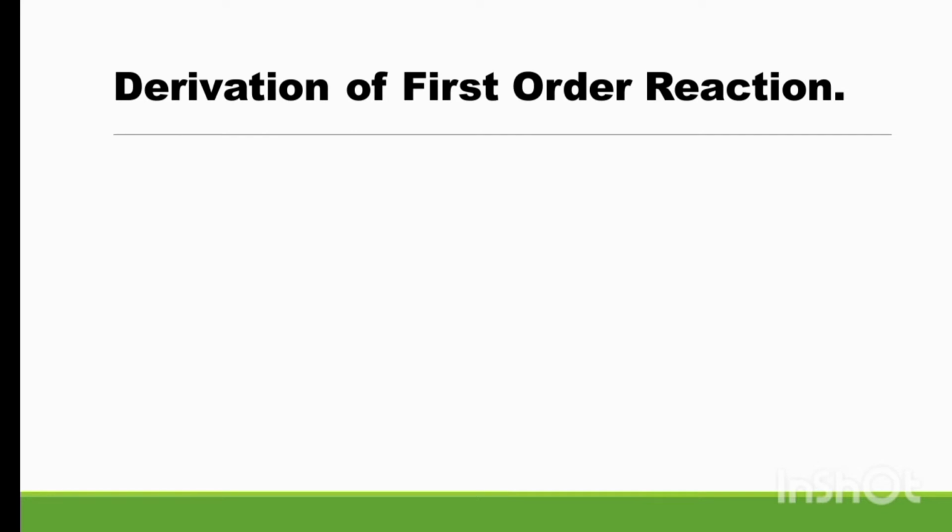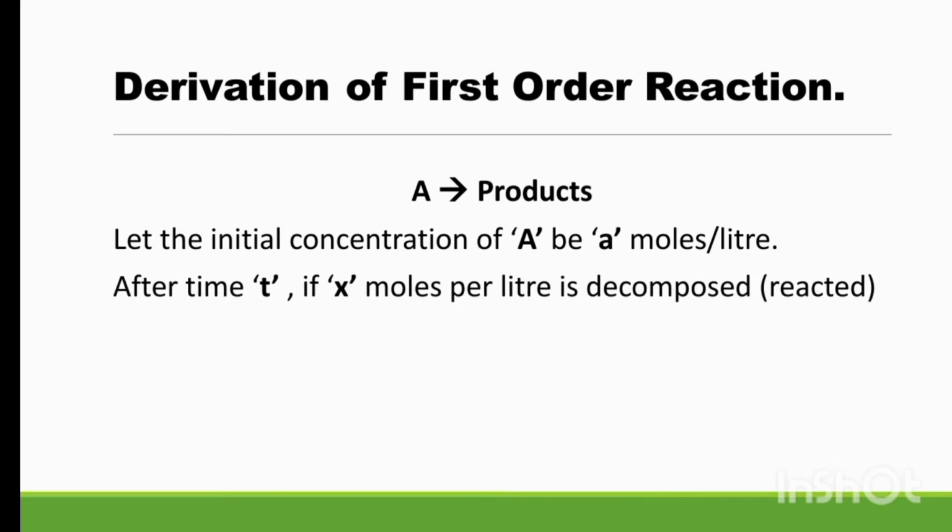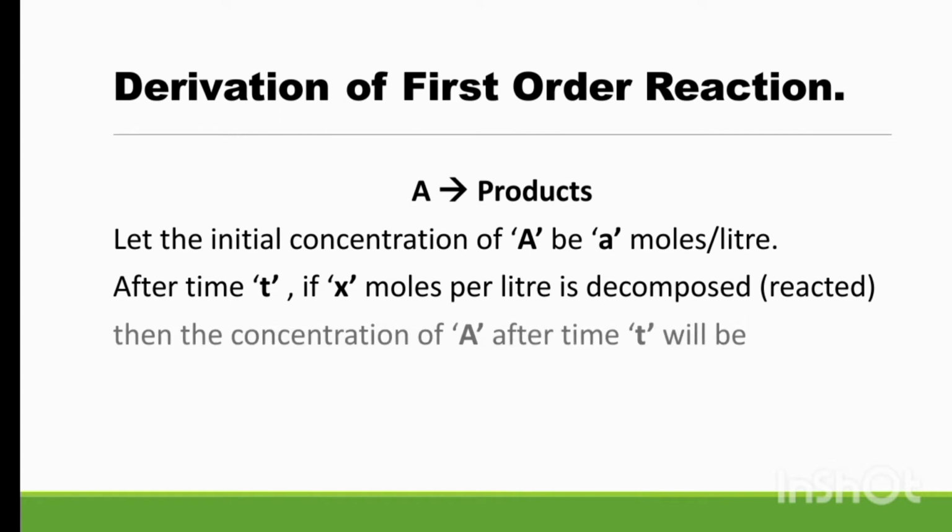Derivation for first order reaction. Consider the same reaction, reactant A giving product. Let the initial concentration of A be A moles per liter. That is the concentration which is present at the beginning before the reaction starts. After time t, if x moles per liter is decomposed or reacted, then the concentration of A after time t will be A minus x. That is, after time t, the concentration of the reactants which is remaining is A minus x.